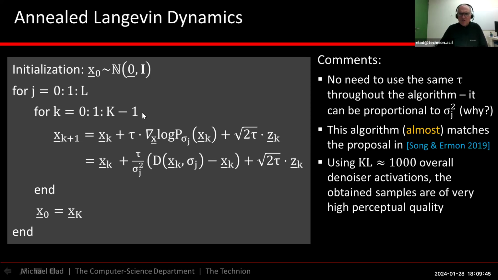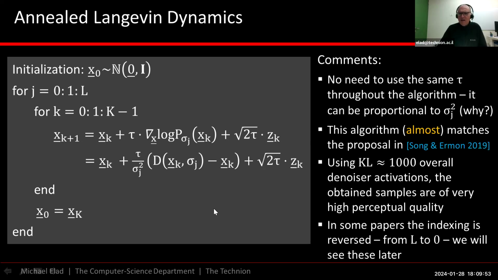1,000 steps, so K times L equals 1,000, will take you home safely, and you'll get lovely results. If you go to the literature, you might get confused. You would look at this algorithm and the formulations in the paper, and you will see bizarre things happening. For example, people work from L to 0 instead of from 0 to L. And this happens a lot. So just be careful about notations and don't let that confuse you. Okay, I hope this is clear.